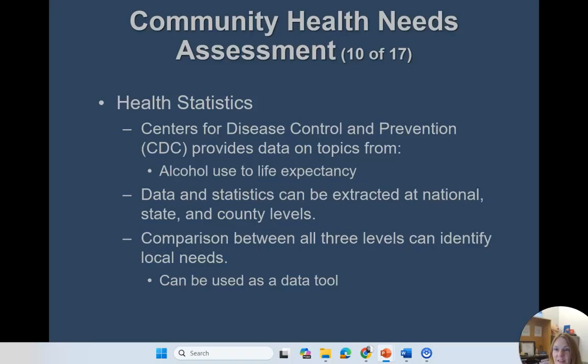The CDC, Centers for Disease Control, provides another major data stream. They cover everything from alcohol use to life expectancy, and you can compare national, state, and county levels. This comparison is key. Sometimes a county looks fine at the state level, but compared to the national average, it's actually in a lot of trouble. So, exam trick: if the test asks why compare all three levels, the answer is to identify local needs.